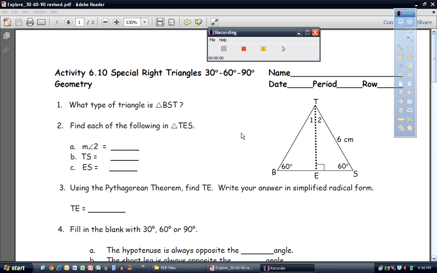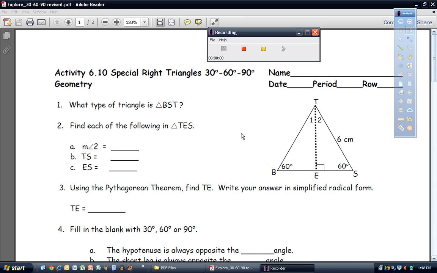Okay, today's lesson is about 30, 60, 90 right triangles. You should have this worksheet in front of you. This video is going to go with this worksheet. At times you're going to be filling in information with your groups, and at times we're going to be going through some examples together on this video.